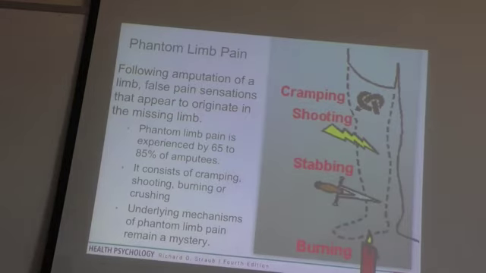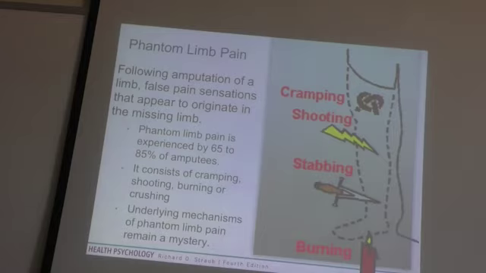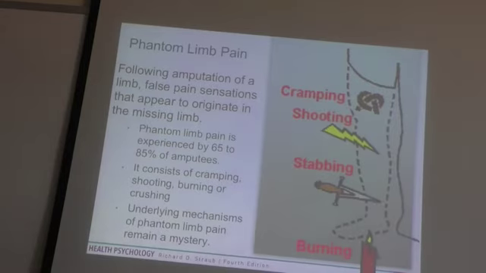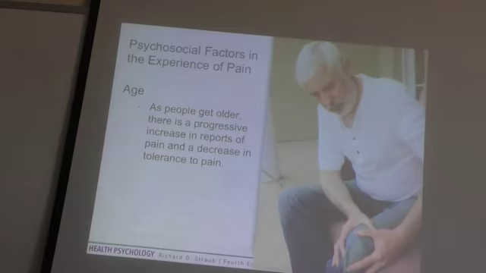Anyway, phantom limb pain is experienced by 65 to 85% of amputees. It consists of cramping, shooting, burning, or crushing. And like I said, the tickling is the one that I've heard the most. Underlying mechanisms of the phantom limb pain remain a mystery. It seems fairly obvious to me that it has something to do with those nerve endings that no longer are going into the limb.